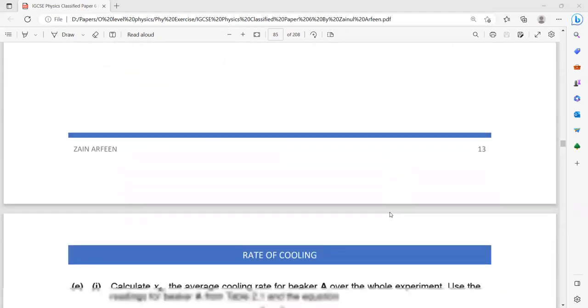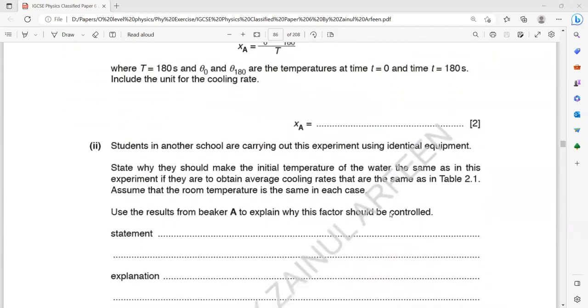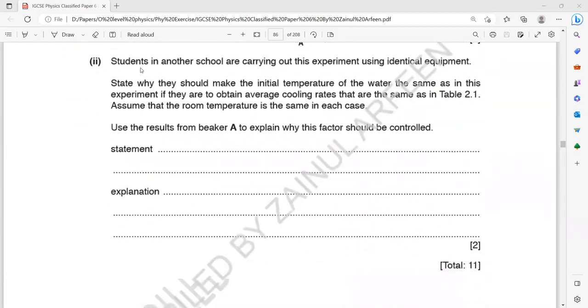So this was 0.081 degree centigrade per second. Then students in another school are carrying out this experiment using identical equipment. Same equipment is used. State why they should make the initial temperature of the water the same as in this experiment if they are to obtain an average rate of cooling the same as table 2.1. Assume that the room temperature is the same in each case.